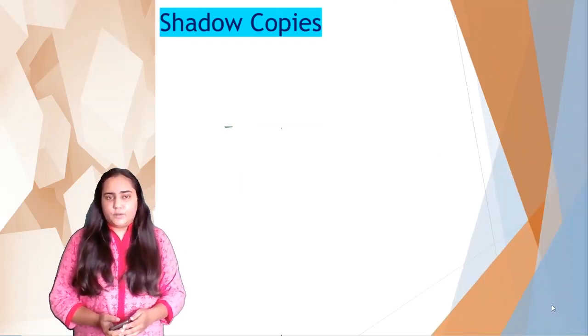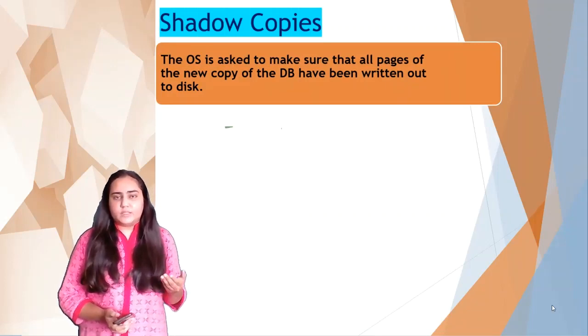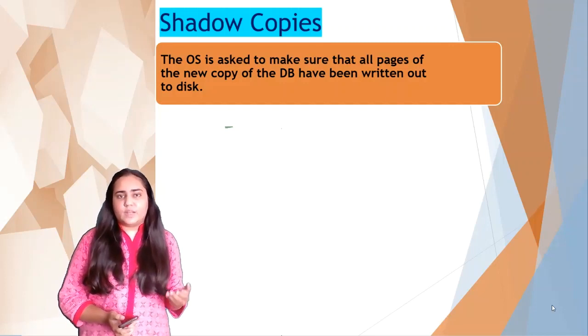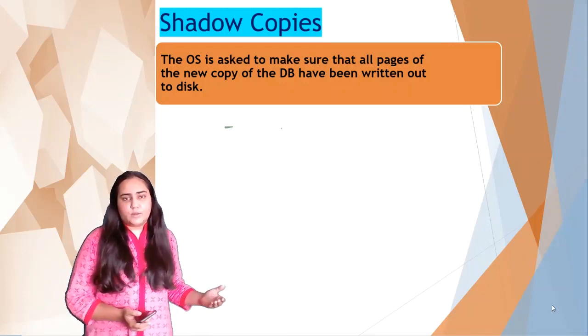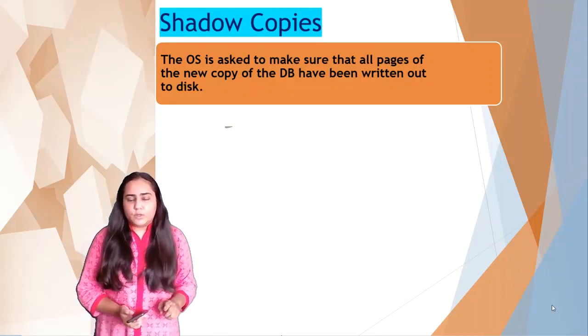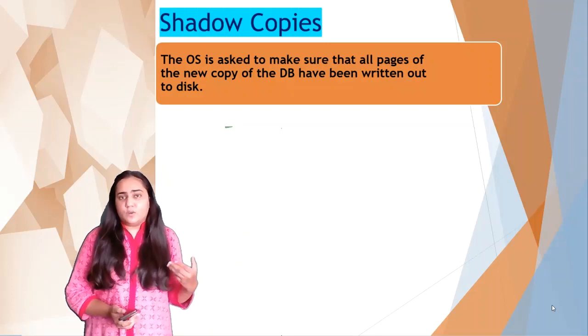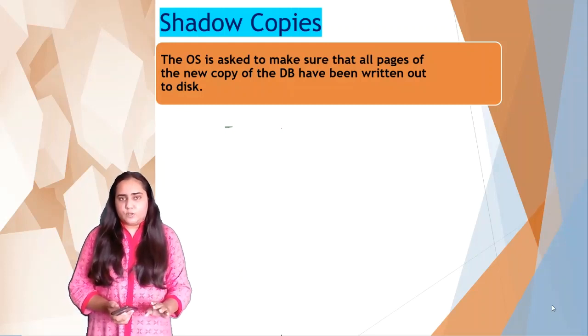Now, this is how shadow copying looks in practice. So first of all, the operating system is asked to make sure that all the pages of the new copy of the database have been written out to the disk. This procedure is followed whenever the transaction is not aborted. If the transaction is aborted, it's very simple. You discard the copy, keep the original.